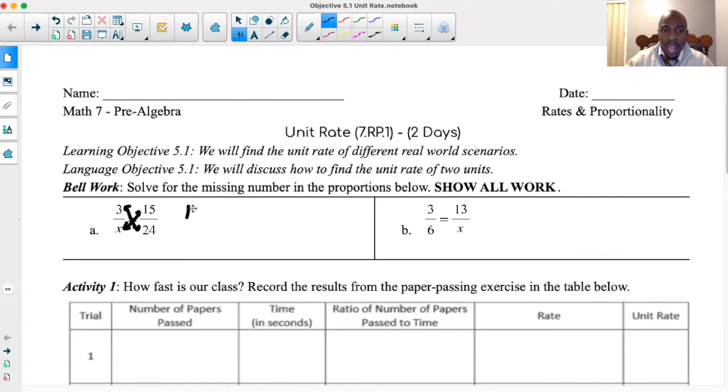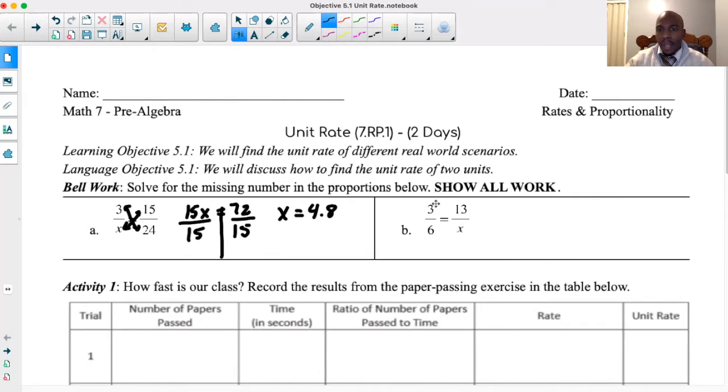When I cross multiply, I get 15x is equal to 3 multiplied by 24, which is 72. Because I want to solve for x, and I know that this is multiplication, I need to do the opposite, which is division. I'm going to do 72 divided by 15, and that gives me my answer of 4.8. So if you got 4.8, you are correct. It's okay to have decimals. It's okay to have rational numbers, right?